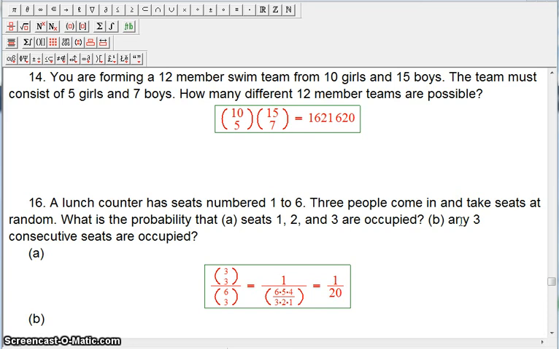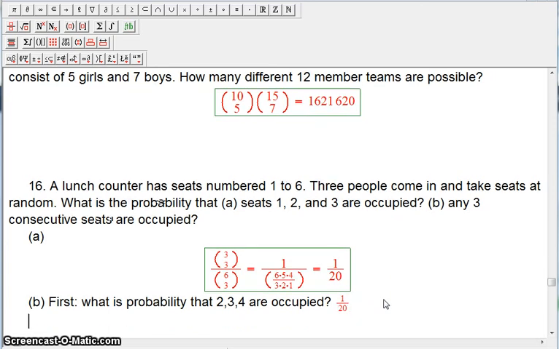Well, what about if they asked what's the probability that seats 2, 3, and 4 are occupied? Well, that seems very similar to part A. Okay, so first, what is the probability that 2, 3, 4 are occupied? Well, there was nothing really special about 1, 2, and 3. It's just 3 particular seats out of the 6. So that's going to be 1/20th again.